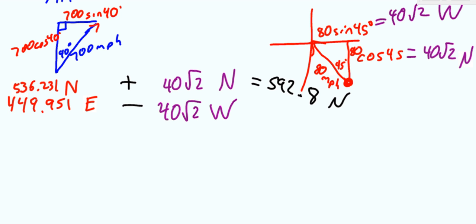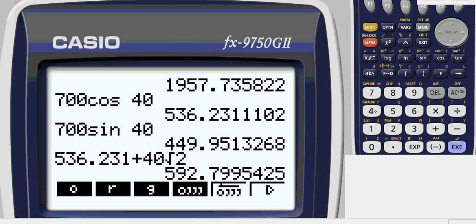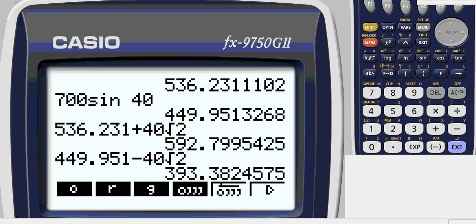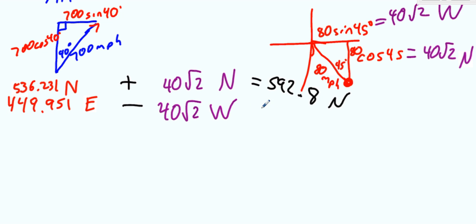And then 449.951. And this time we subtract the 40 root 2 because it's the opposite direction. 393.382. Still heading in the east direction because we had more east than we did west.